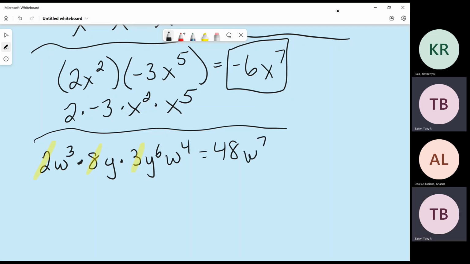So we've now dealt with the 2 w's. And now let's deal with the y's. So I have y to the, did you say 6 or 7? Okay. Y to the 7. Don't forget that one right there. Okay. Simple enough.